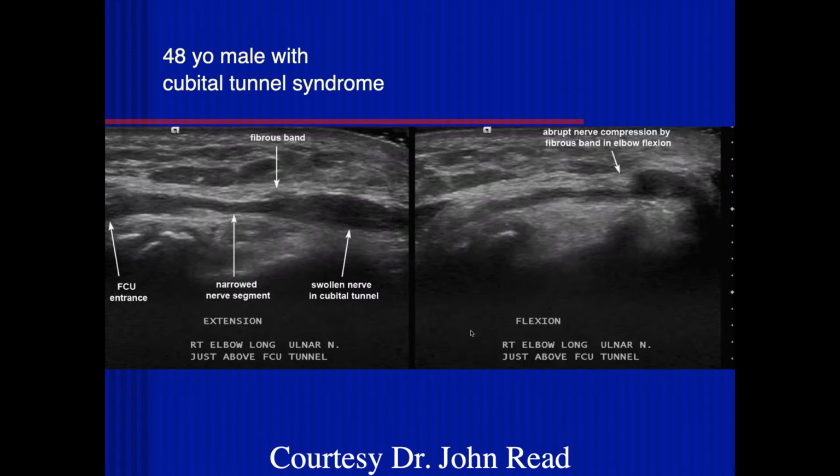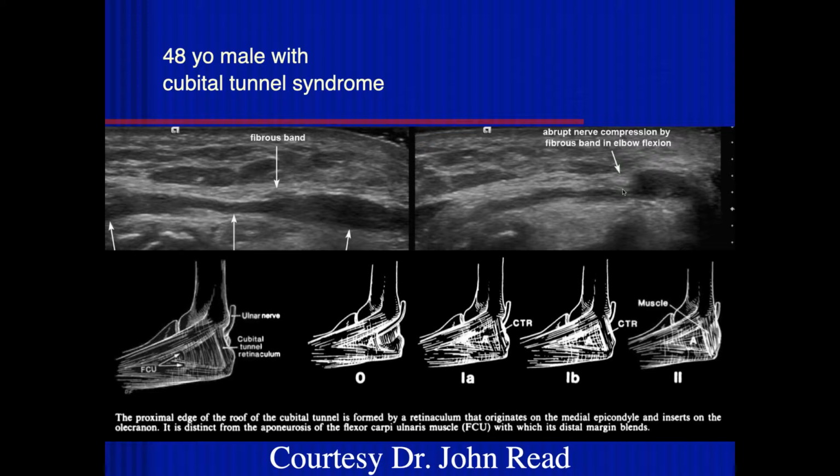Here's a case from John Reeder from Australia. Here we can see an hourglass configuration with ultrasound, where we have high resolution. We can see it's swollen here, and narrowed down in this area. He believed that he saw a fibrous band right here, which was causing the compression and the ulnar neuritis, using ultrasound.